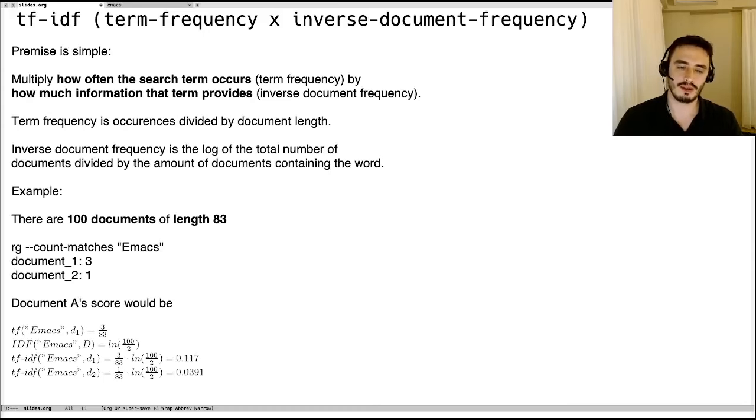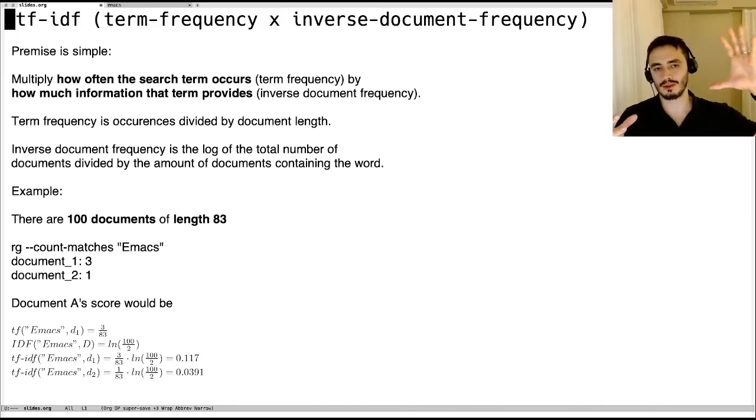Without going into too much detail, tf-idf essentially multiplies two terms: the term frequency and the inverse document frequency. The term frequency is a measure of how often that search term occurs, and the inverse document frequency is a measure of how much information that term provides. So if a term occurs a lot, it gets a higher score in the term frequency section. But if it's a common word that exists in a lot of documents, its inverse document frequency goes down, so it scores it less.